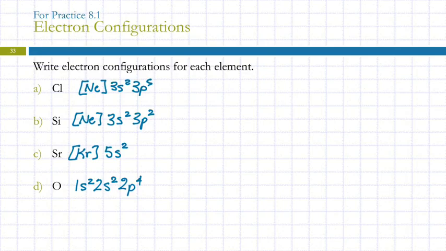When you write electron configurations, one way you can check yourself is add up the superscripts. 2 plus 2 is 4 plus 4 is 8. Oxygen is element number 8. It's got 8 electrons. For strontium here, we look at krypton and say, well, krypton has 36 electrons, plus 2 more is 38, and that's the number for strontium. Any questions?